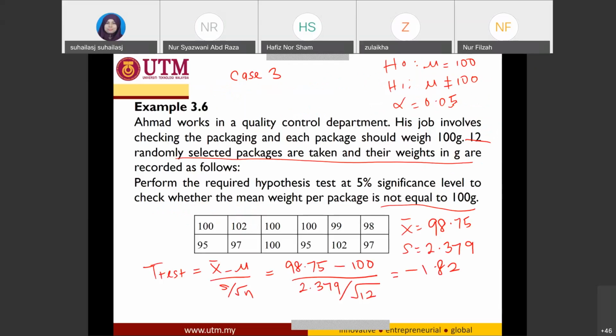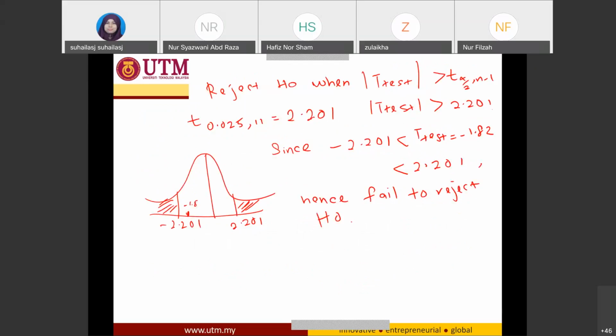Let's look back at the question. You want to check whether the mean weight per package is not equal to 100. So fail to reject your null hypothesis. That means we accept our null hypothesis, which is mu equals 100. So how do we make the conclusion? For the conclusion you can actually put either way: there is no evidence, or there is evidence. But we have to be consistent.